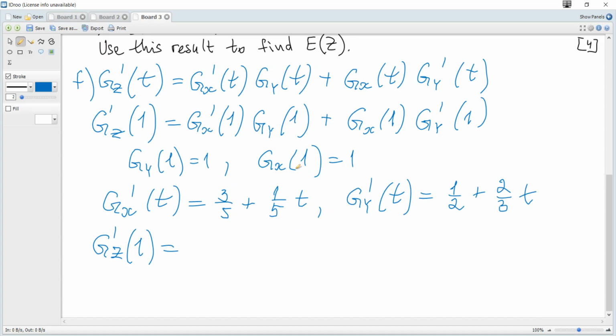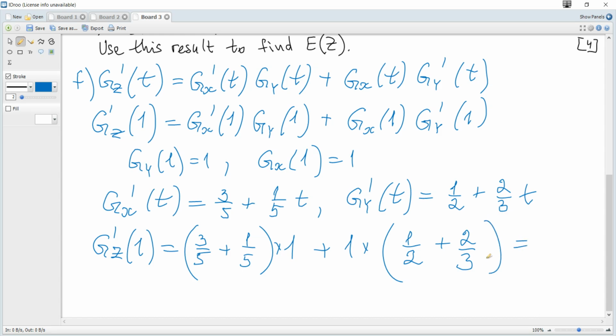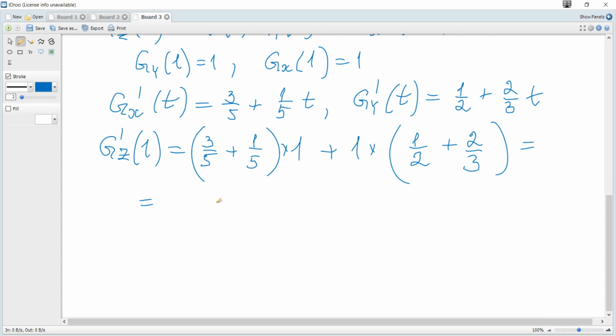Hence, gz derivative of 1 is equal to, substituting 1 for t, for the derivative of gx we get 3 over 5 plus 1 over 5, times 1, plus 1 times a half plus 2/3, and it is equal to what, 4 over 5, and 6, so it's what, 3 plus 4, it's 7 over 6.